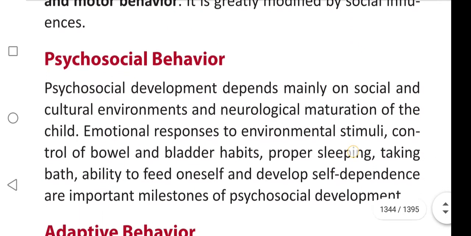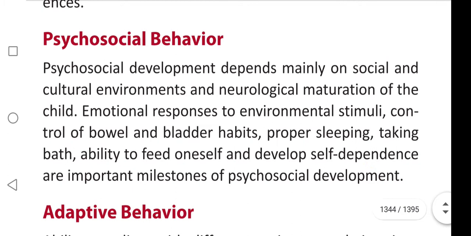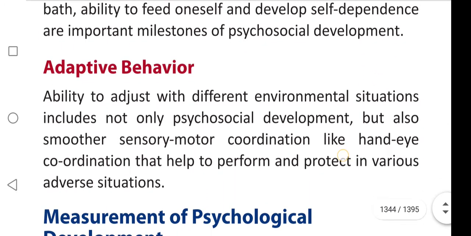Next is psychosocial behavior. The psychosocial development depends mainly on social and cultural environments and neurological maturation of the child. Emotional response to environmental stimuli, control of bowel and bladder, habits, proper sleeping, taking bath, ability to feed oneself and develop self dependence are important milestones of psychosocial development.